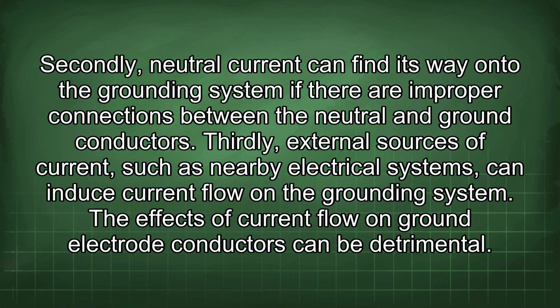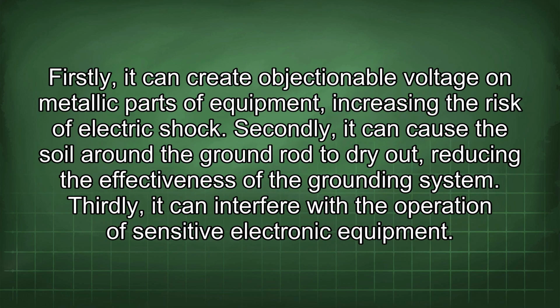The effects of current flow on ground electrode conductors can be detrimental. Firstly, it can create objectionable voltage on metallic parts of equipment, increasing the risk of electric shock. Secondly, it can cause the soil around the ground rod to dry out, reducing the effectiveness of the grounding system. Thirdly, it can interfere with the operation of sensitive electronic equipment.